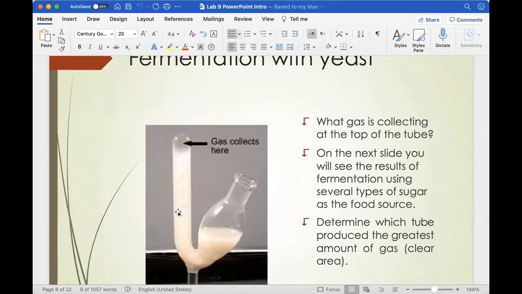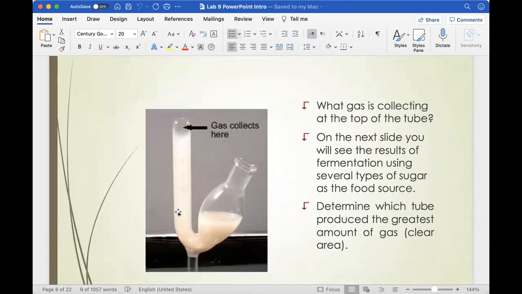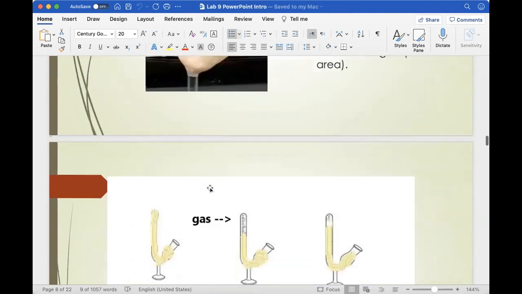On the next slide, you will see the results of fermentation using several different types of sugar and determine which produced the greatest amount of gas or the end product, and that will signify the greatest amount of fermentation that was taking place.